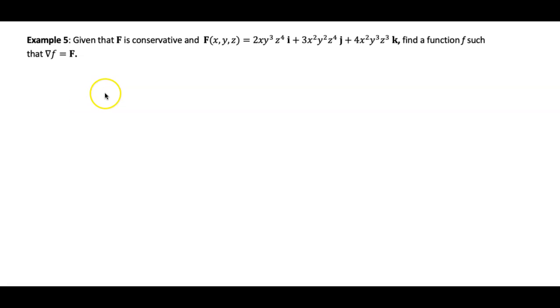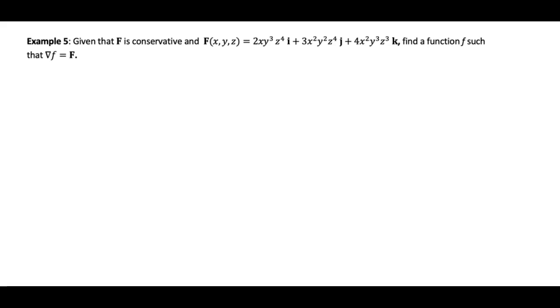Given that F is conservative and F of x, y, and z is equal to 2xy cubed z to the fourth i plus 3x squared y squared z to the fourth j plus 4x squared y cubed z cubed k, find a function f such that the gradient of f is equal to that vector field.